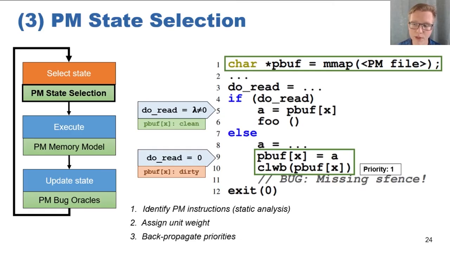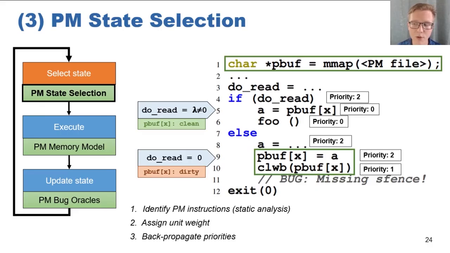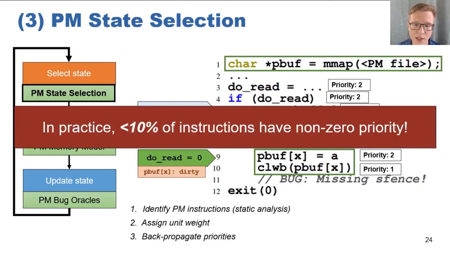For example, the instructions in the else block have a positive priority, and the instructions in the if block have a priority of 0, since there are no reachable NVM modifying instructions from this point. Then, during state selection, AGAMOTTO selects the state with the highest priority. And it turns out in practice, even in persistent memory intense applications, less than 10% of all instructions have a non-zero priority, meaning that we're actually able to select high priority states over low priority states even in real systems.